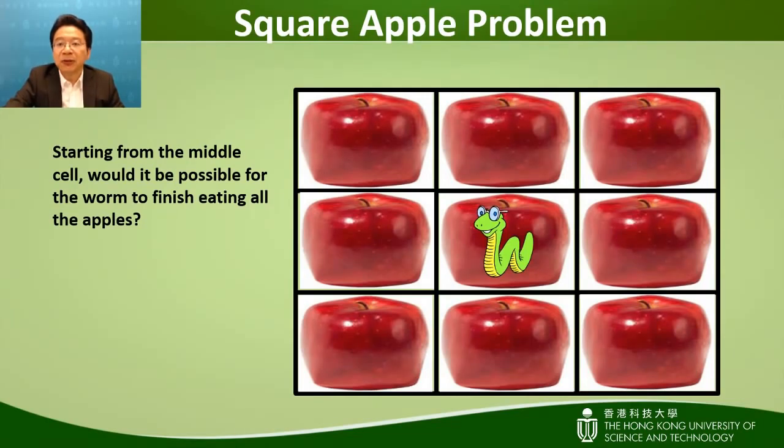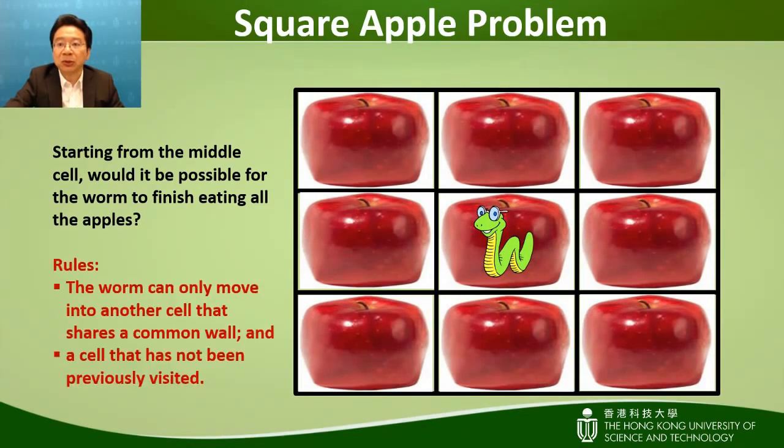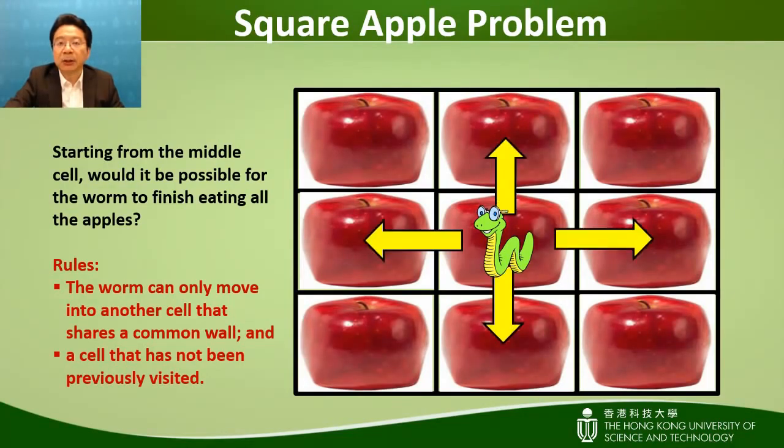The question is whether it's possible for the worm to eat through all the apples by following these two rules. The first is that after the worm finishes the whole apple in the current cell, it can only move to another cell that shares a common side. So these arrows show the 4 possible moves. And the second rule is that it cannot move to another cell that has been visited before. That is, the worm can only move into a cell where there is still an uneaten apple inside.